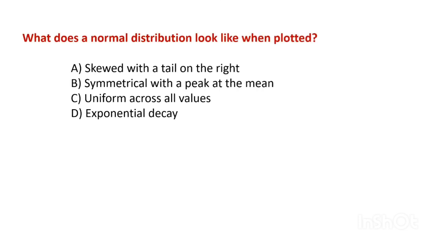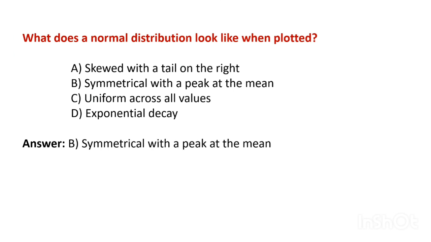What does a normal distribution look like when plotted? Generally, a normal distribution is symmetrical and bell shaped with the peak at the mean, so the correct answer is B, symmetrical with peak at the mean.